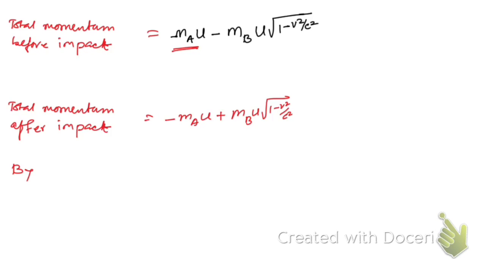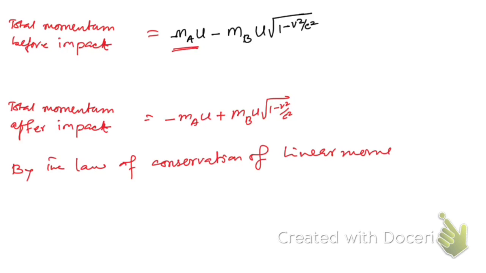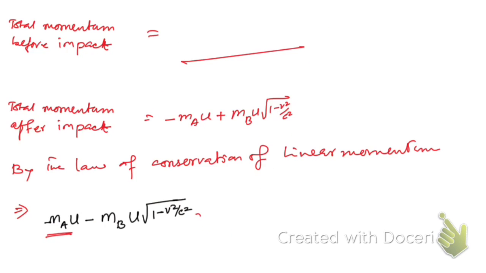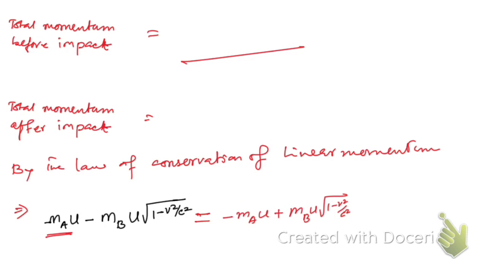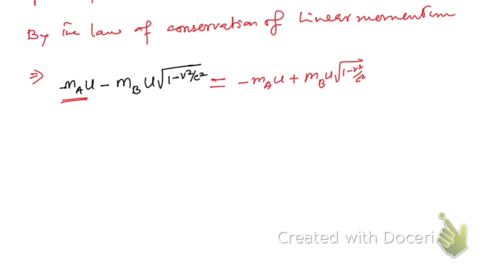So by the law of conservation of linear momentum, these two must be equal. So we will get total momentum before impact, this, must be equal to total momentum after impact, right? Hope you have understood this. Okay, that's what we have got.